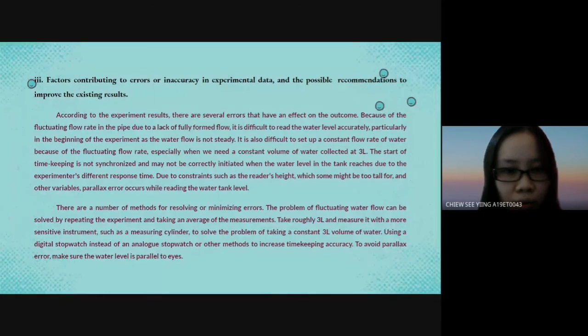We can use a digital stopwatch instead of an analog stopwatch, or other methods, to increase timekeeping accuracy. Lastly, to avoid parallax error, we need to make sure the water level is parallel to our eyes.